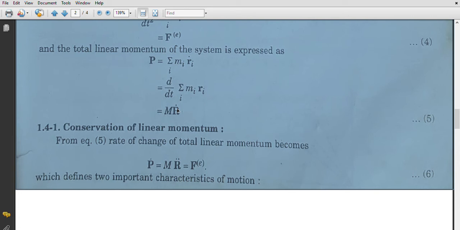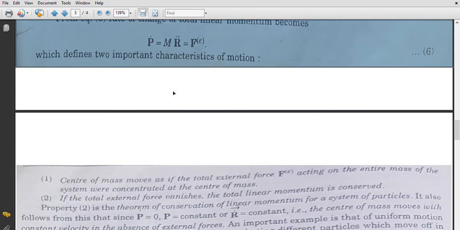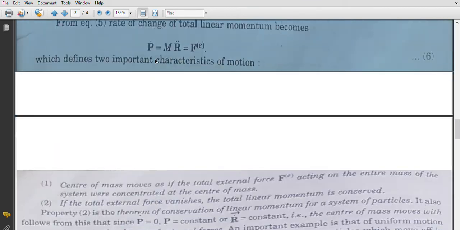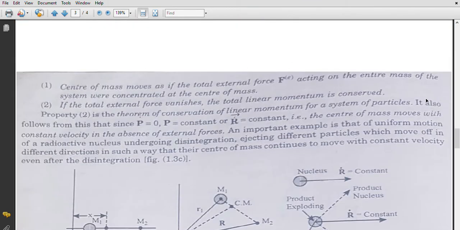As I have already stated, R is the center of mass. So R dot will be the velocity of the center of mass. Now since P is constant, R dot is constant, that means the center of mass in this case will move with constant velocity when there is no force acting on the particles.